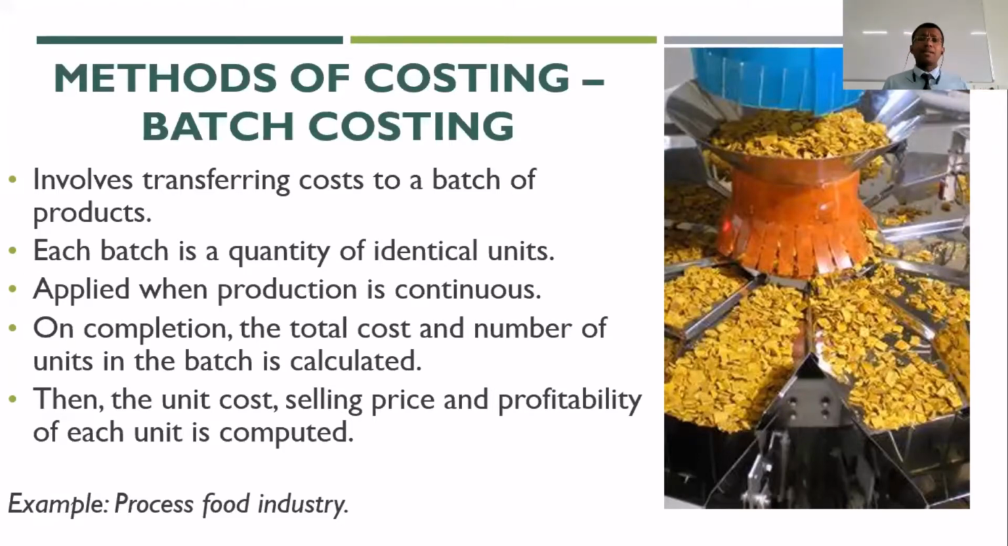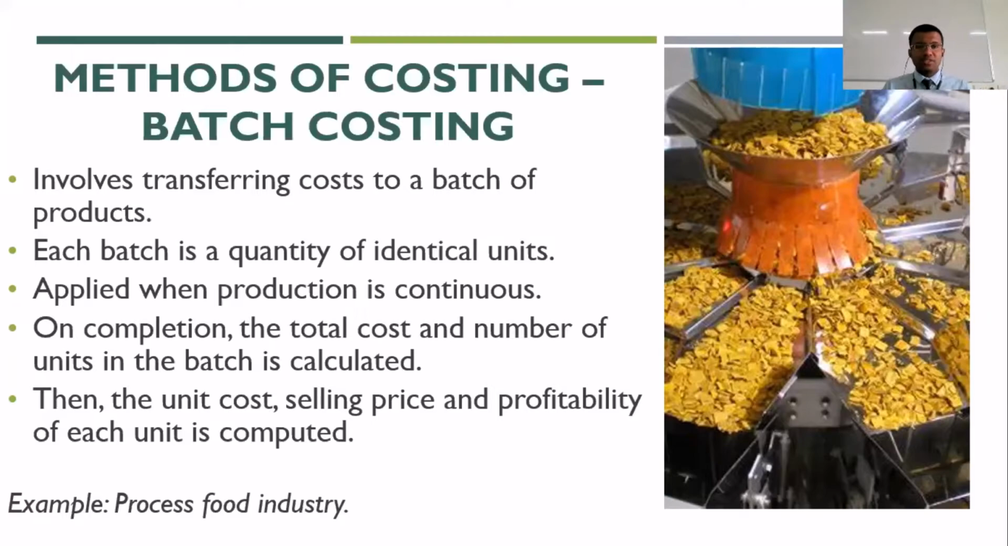So the best example is what happens in the processed food industry. For example, tinned or canned fish. The company would get all the raw materials together. They would carry out the work in a batch, and the batch may comprise a few thousand cans of canned fish, and then they would calculate their cost and end up determining the cost. So that is what is meant by batch costing.